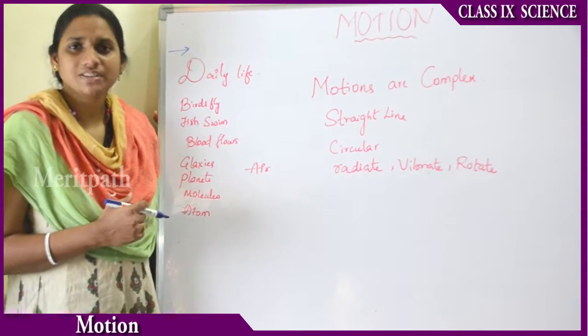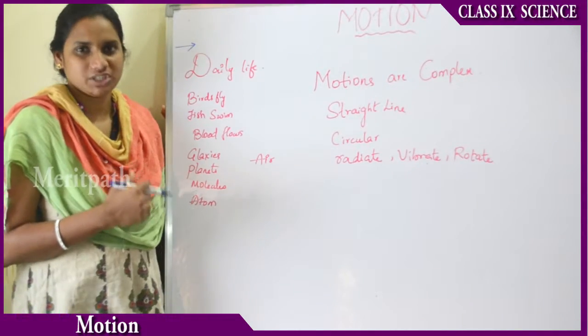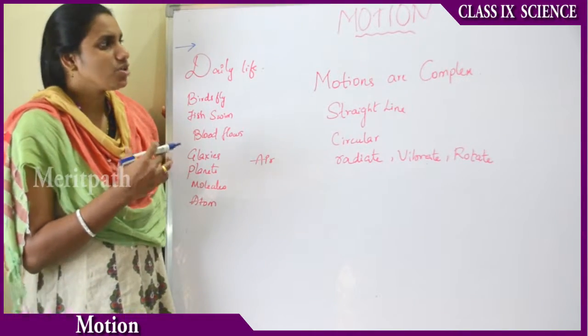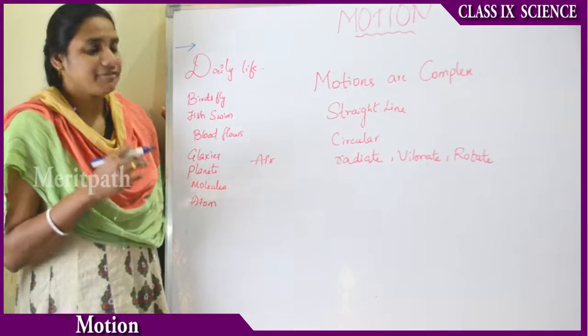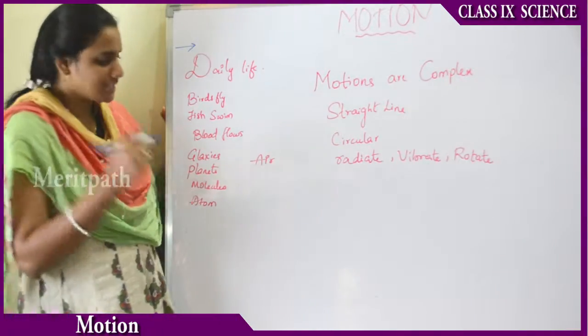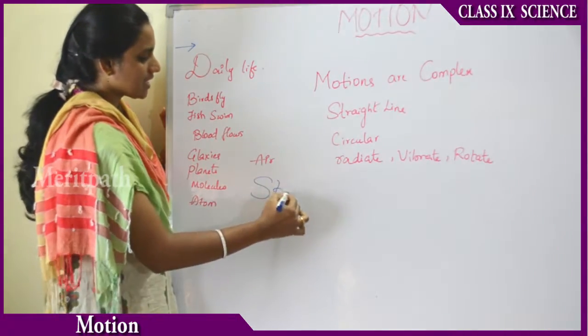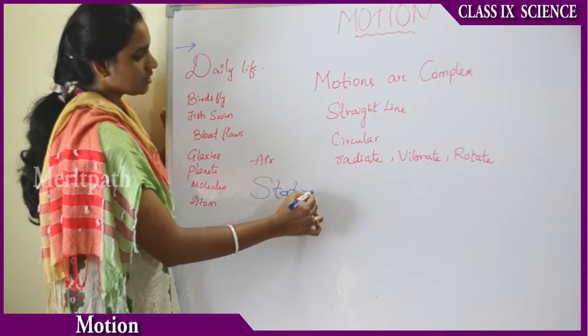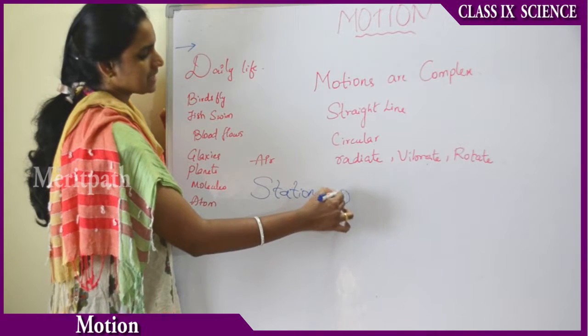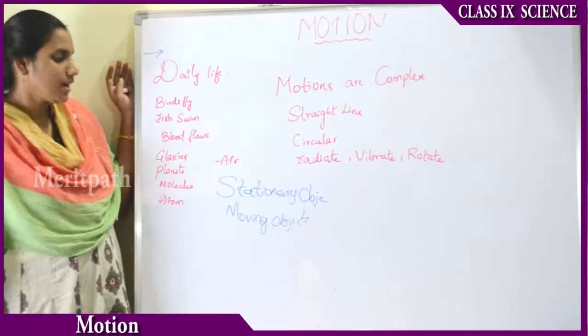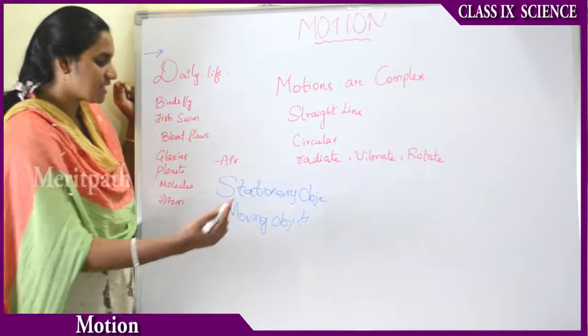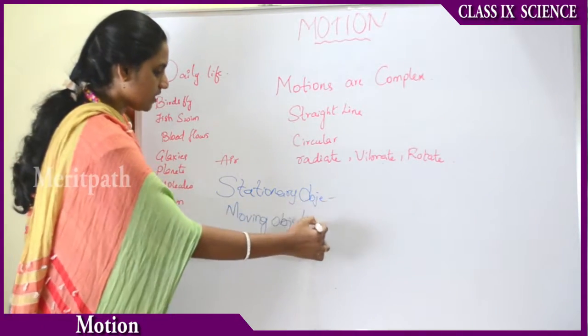In life we will come across many objects which are in motion. There are two types of objects. That means we can differentiate between them as stationary objects and non-stationary objects, that means the moving objects. We have seen different types of objects, that is, stationary objects and moving objects.